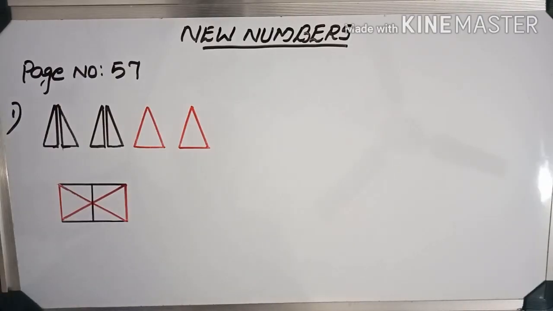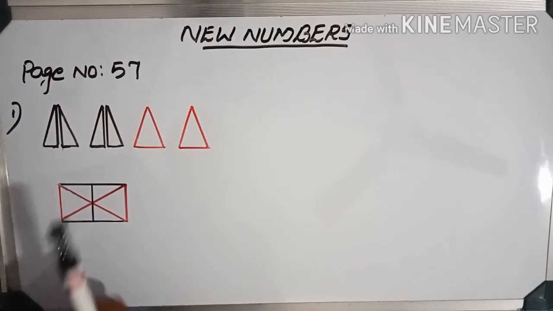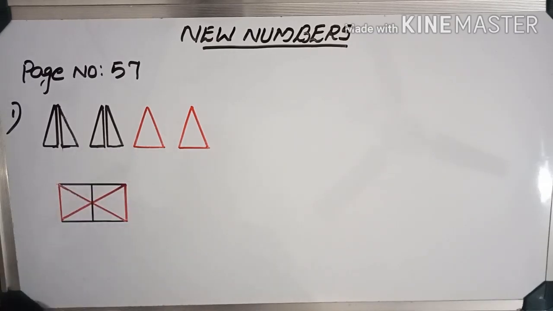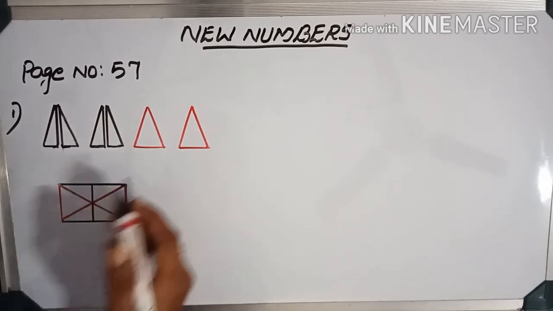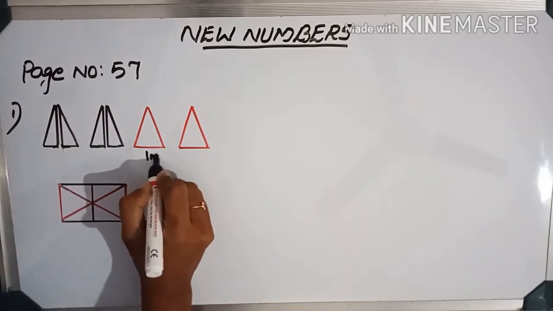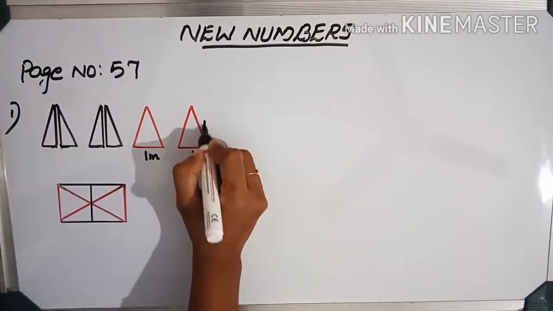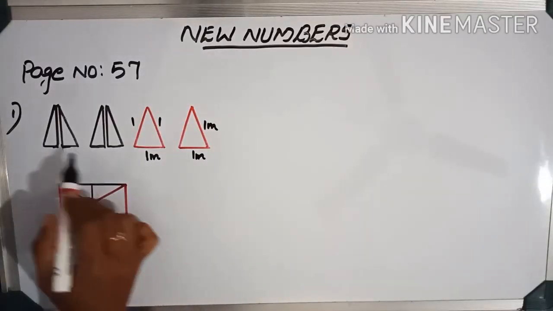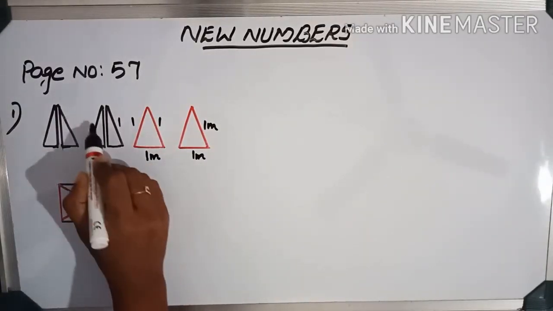In this question we are given four equilateral triangles: 1, 2, 3, 4. Four equilateral triangles with a side of 1 meter. 1 meter here, 1 here, 1. Equilateral triangle means all the sides are equal, so this also is 1 meter.